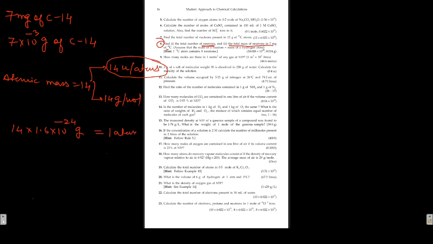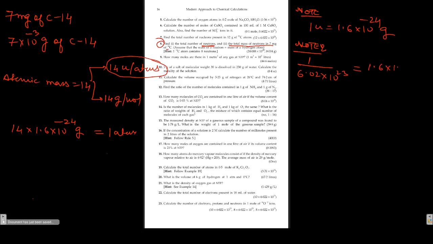Why am I writing this? Because we know that 1 U is equal to 1.6 into 10 to the power minus 24 gram. And at the same time I am telling you one more thing, that 1 upon 6.02 into 10 to the power 23 is equal to 1.6 into 10 to the power minus 24. Remember these calculations.